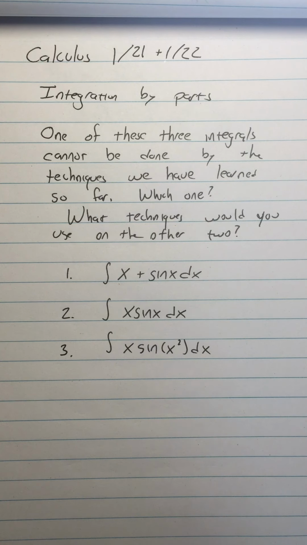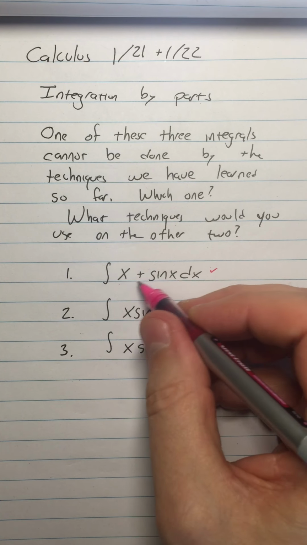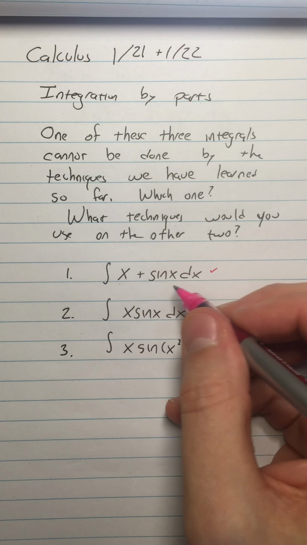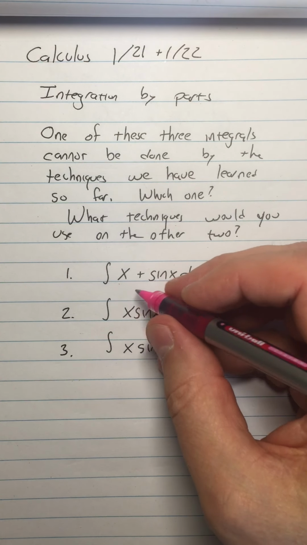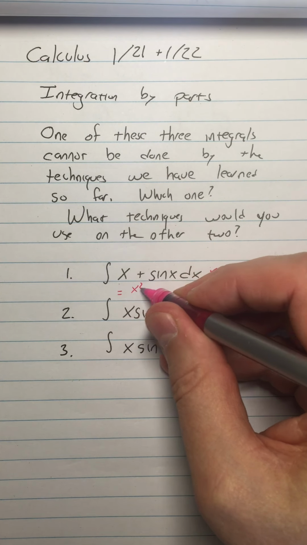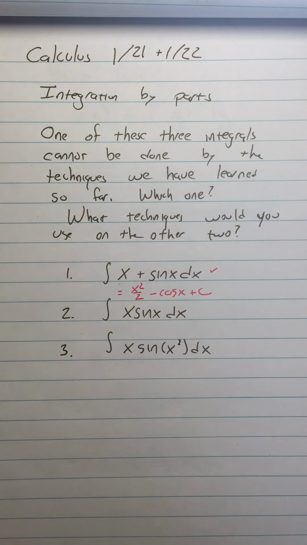Or what's your technique? Okay, hopefully you've had a chance to think about that. You can do this one because it's just a straight integral. It's just an integral of two things that you know how to do, power rule and a trig function. So you can just right away say that that's x squared over 2 minus cosine x plus c, done. There's no special technique there at all.